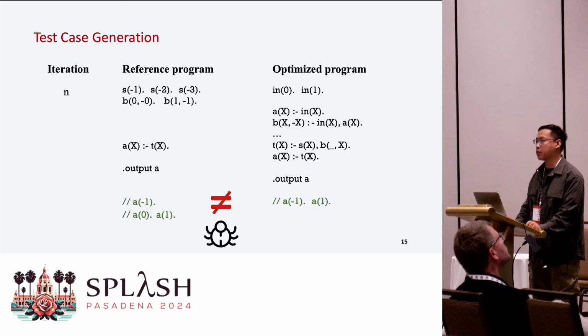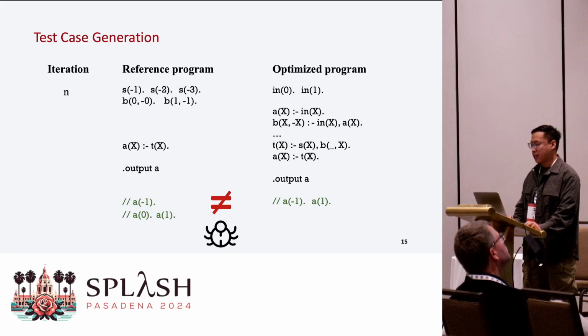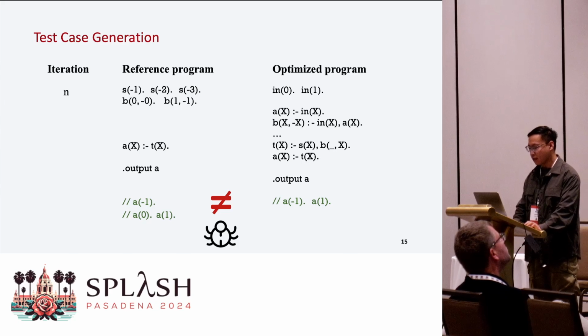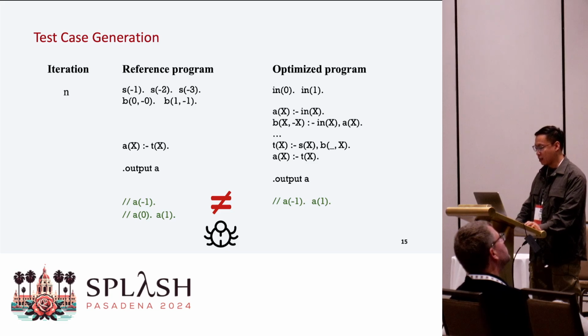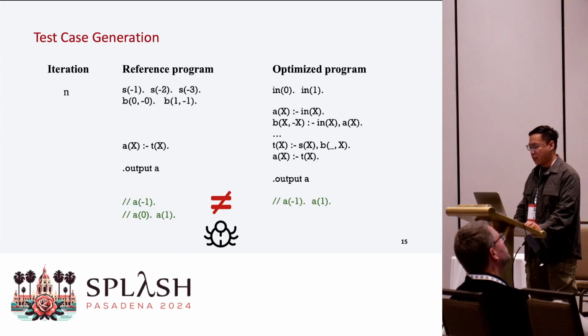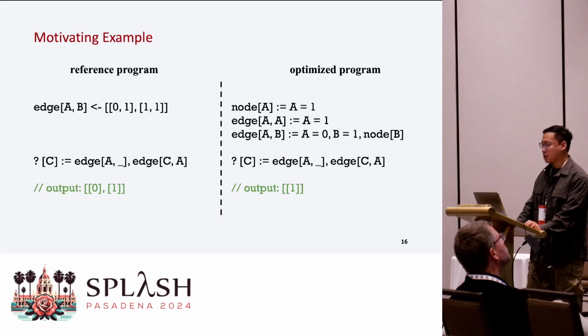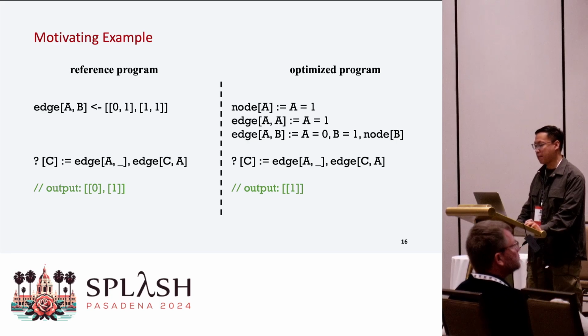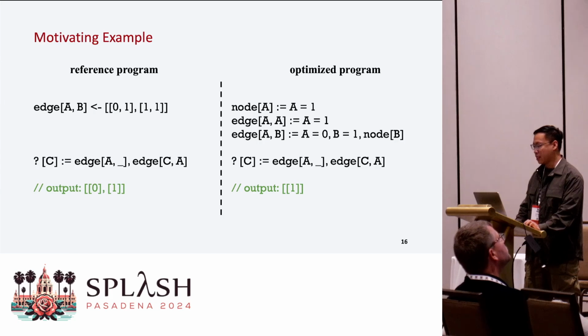Last, if there is an iteration N in which a discrepancy is found between the results of the reference program and the optimized program, we consider that the test case has triggered a logic bug. Or if the number of iterations reaches a predefined limit, indicating that the optimized program is sufficiently complex, we end the generation of the current test case and move on to the next one. With this approach, we generated this motivating example step by step and detected this bug in the fourth iteration.